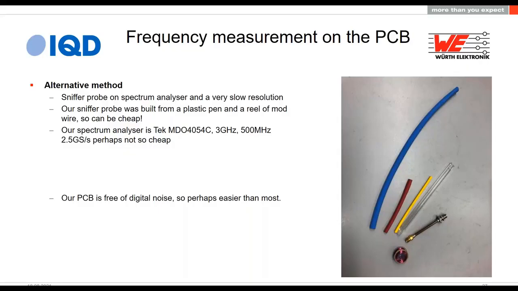And this sniffer probe, by the way, was really, really cheap. I made it out of a pen and a few bits of mod wire and a bit of heat shrink and an RF connector.